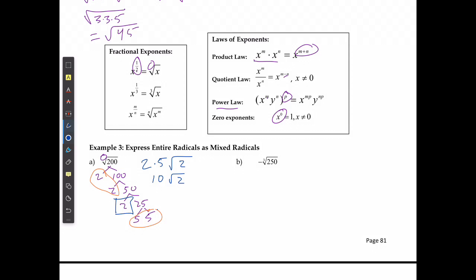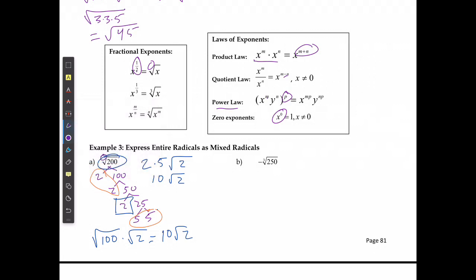The other way you could have done it is say, well, I'm going to factor out or see if I can divide the radicand by the largest perfect square possible. Well, the largest perfect square I can divide this by is going to be 100. So I could say that it's going to be the square root of 100 times the square root of 2. And the square root of 100 is just 10. So I get 10 root 2. Same thing holds true there.